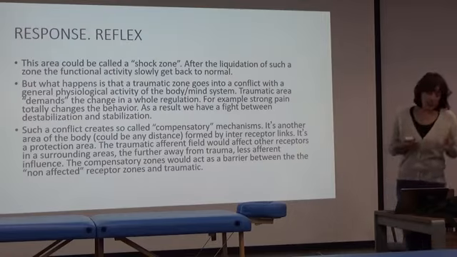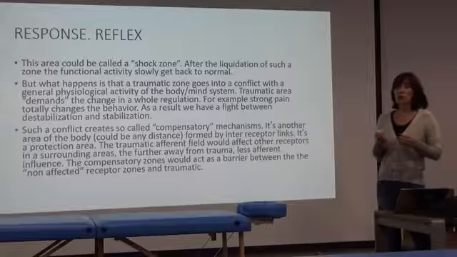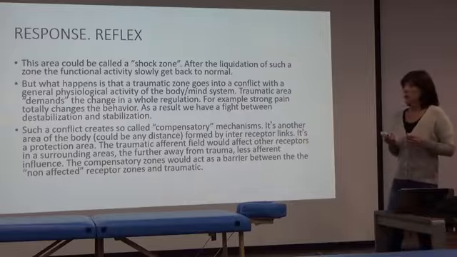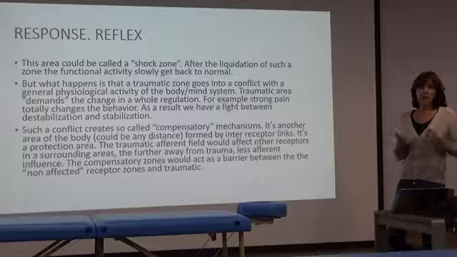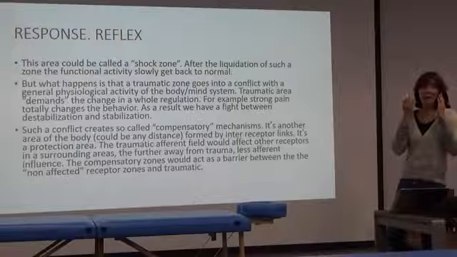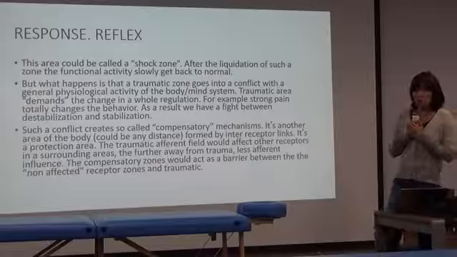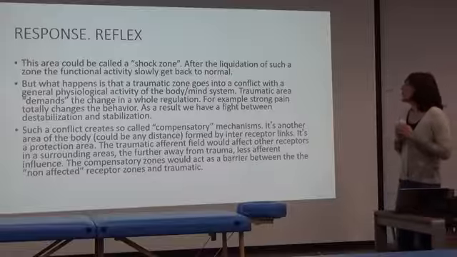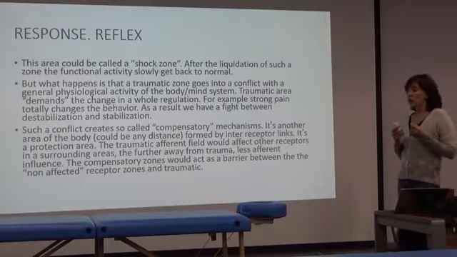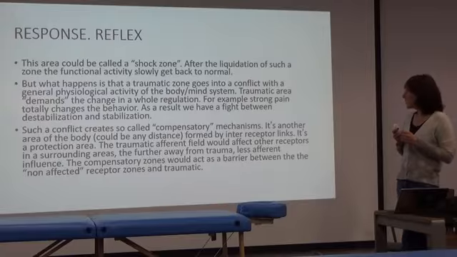For example, if we have strong pain, it changes completely our behavior. We cannot perceive other information if we have pain, we cannot think properly, we cannot think clearly, our attention is completely filled with the pain sensations. And such a conflict could create a so-called compensatory distribution of the signal.